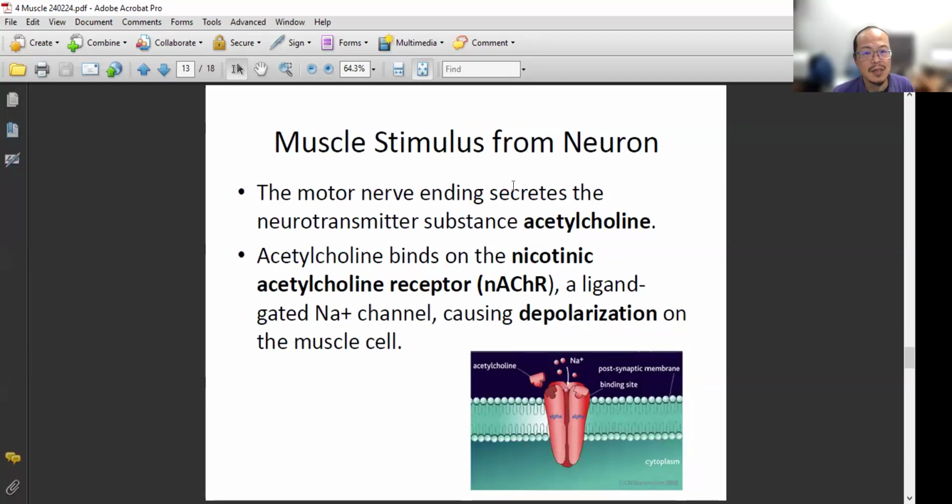So here, the neurotransmitter released from the nerve end is called acetylcholine. So that's that. Quick question: what is the neurotransmitter of the neuromuscular junction? Acetylcholine. Now, acetylcholine will bind on a receptor on the muscle. What is the receptor? This receptor is called nicotinic acetylcholine receptor. This is a ligand-gated sodium channel.